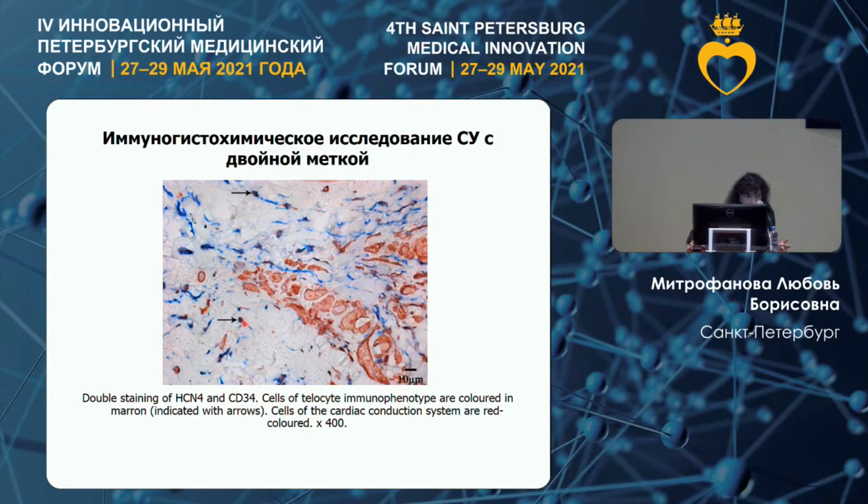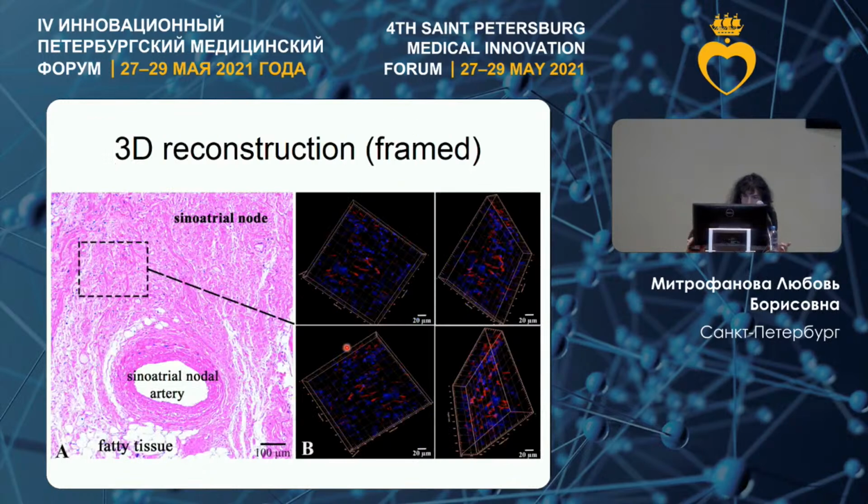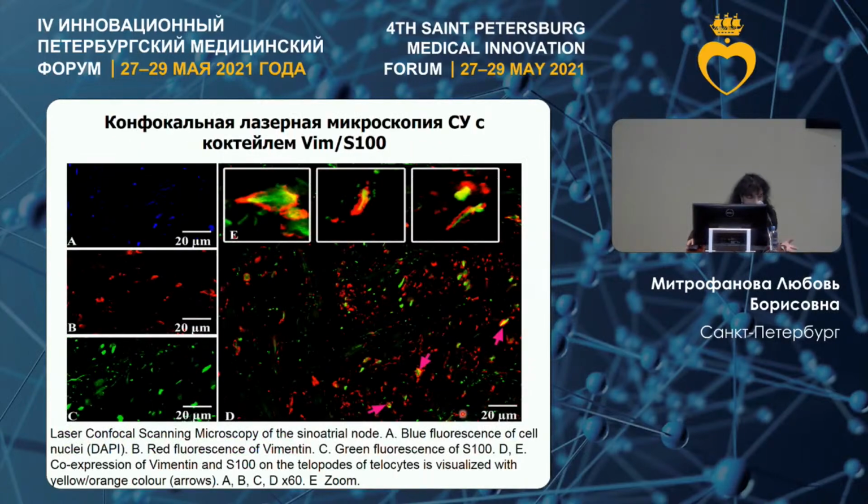Hence, there's a possibility to generate an electric impulse. Next, after the confocal laser microscopy, CD117 was conducted by us to double proof that these are really the telocytes. And then we did the 3D reconstruction, got convinced that they form such a thick, active 3D network in the sinus node. Next, we checked whether the immune phenotype coincides with the classical telocytes in the other organs.